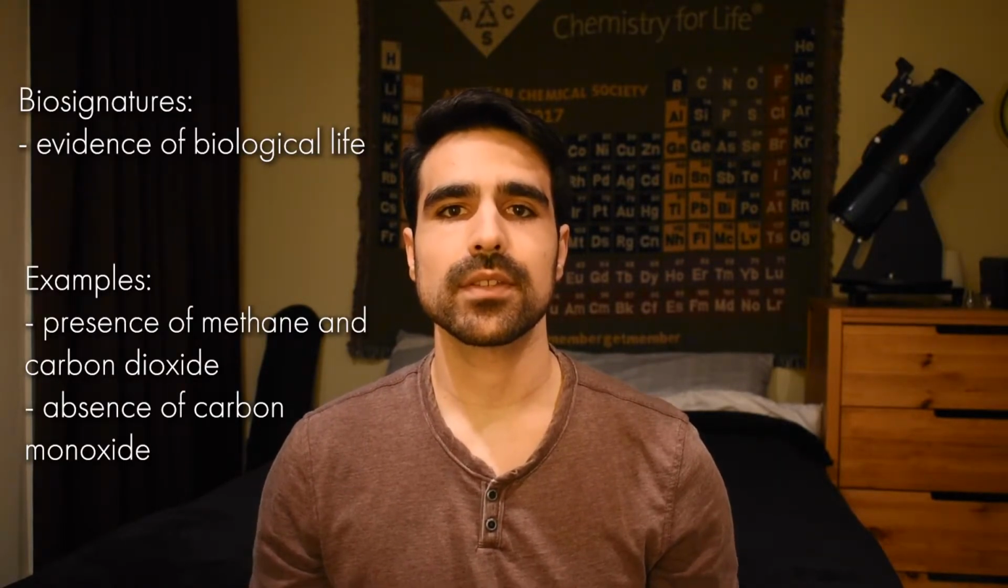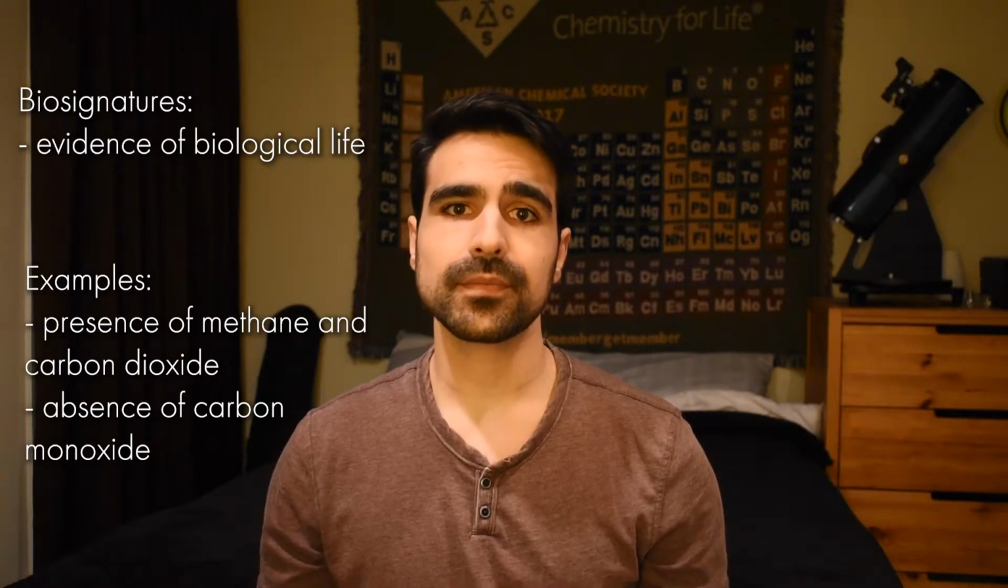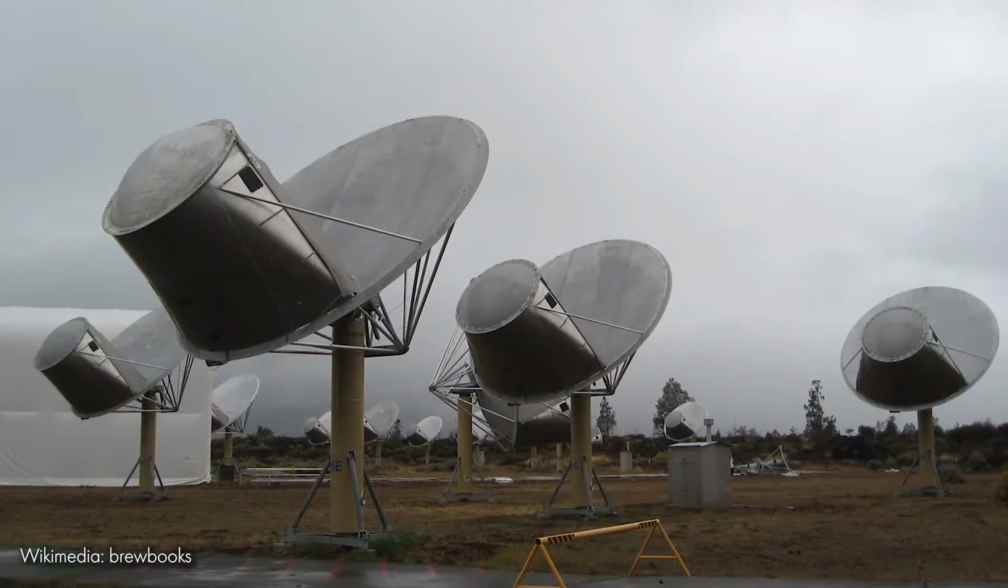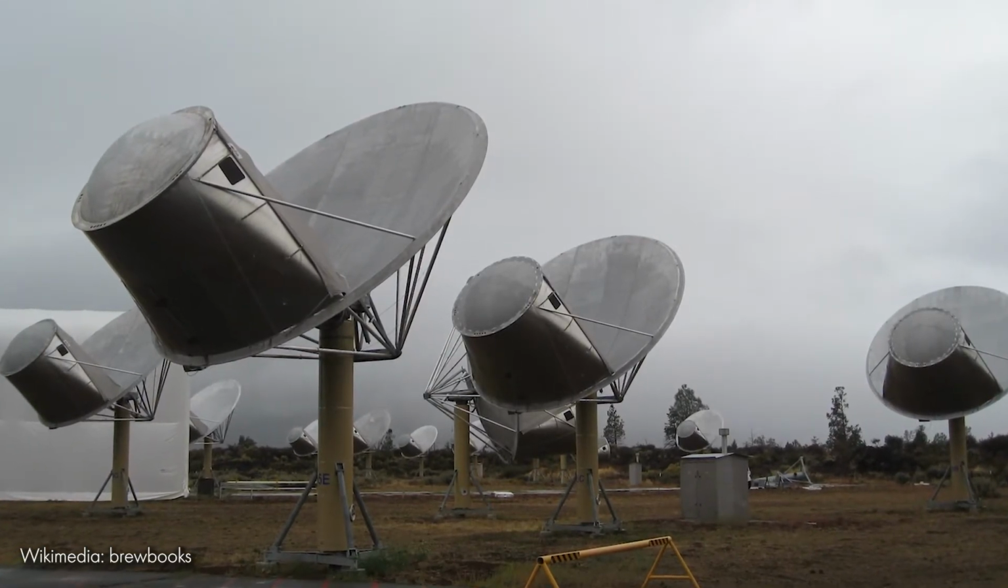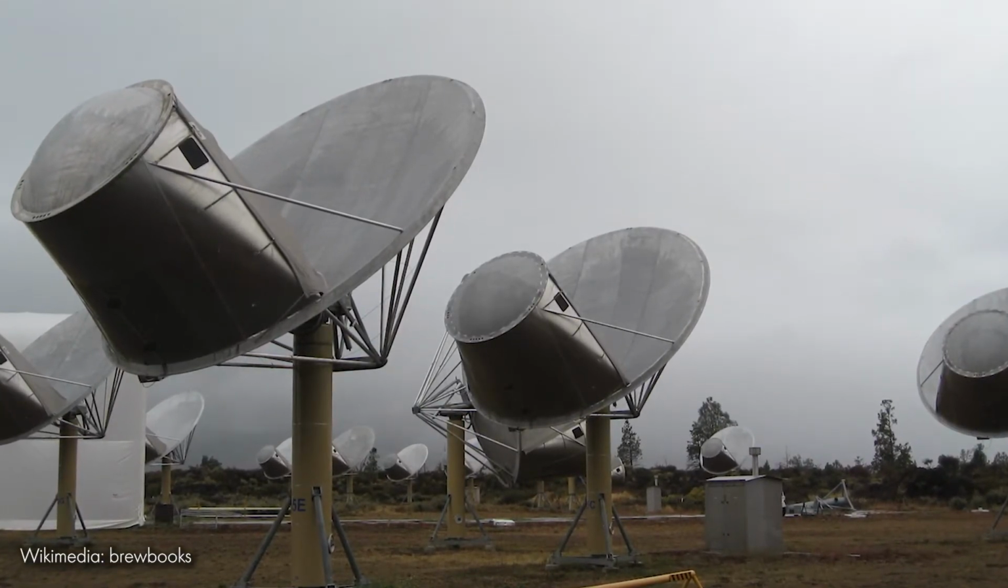Biosignatures are pieces of evidence to support the hypothesis that there is or was biological life on a planet. This could include the presence or absence of specific gases in a planet's atmosphere. Now, it's important to clarify the difference between biosignatures and technosignatures. Technosignatures provide evidence of alien technology. This could include radio messages or alien spacecraft. The James Webb Telescope is specifically designed to detect biosignatures. It cannot detect technosignatures. But there are other telescopes designed to search for technosignatures, like the Allen Telescope Array in California used by the SETI Institute.